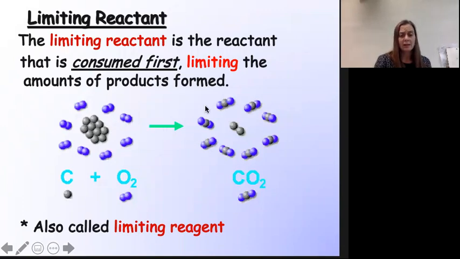And you can see here in our illustration that when the reaction is complete, we have some carbon left over. And there's just not enough oxygen left to react with those two carbon atoms. And so in this case, we ran out of oxygen. And so we would say that oxygen is our limiting reactant.